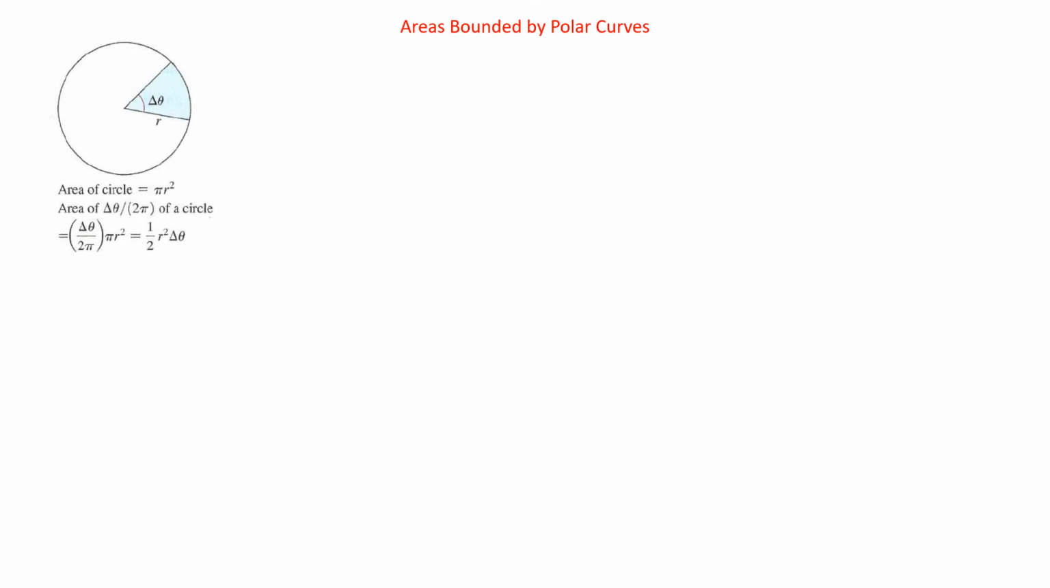Now the area of a sector of a circle is going to be the area of the full circle, pi r squared, times what part of a circle do we have? We have some theta or delta theta out of 2 pi. The pi's there cancel, so we end up with 1/2 r squared delta theta.